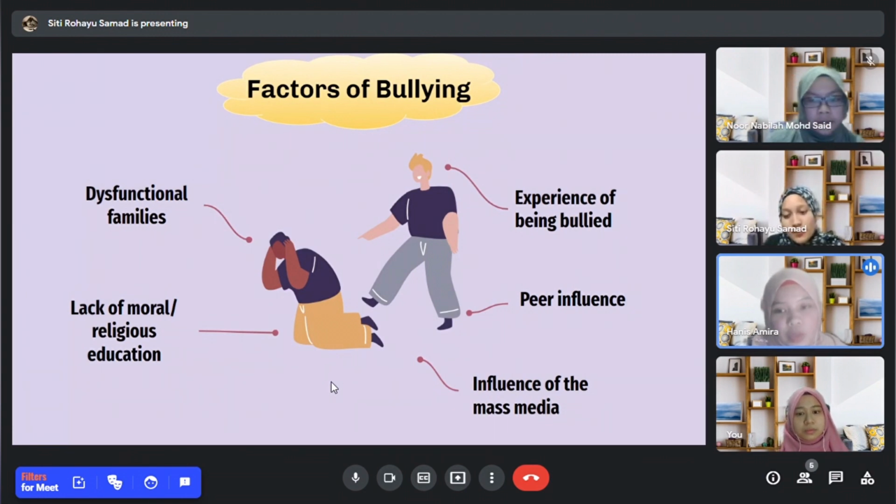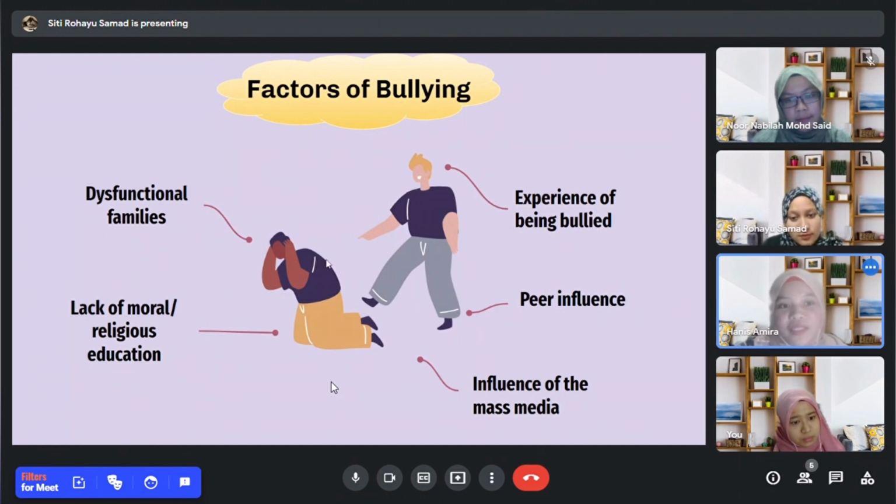so they tend to protest at the school. Okay, next is the second point, the lack of moral or religious education. So this is one of the main factors that lead to bullying. For example, parents are busy with their careers or their work, and they have no time to educate or provide their children with religious education, and this will lead to deterioration of moral among the children.